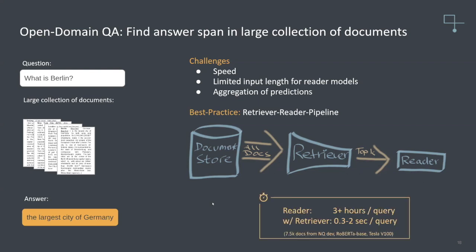And with this idea, we get a pretty good speedup. If you take a quite small data set here from Natural Questions, around 7,500 documents, without this retriever-based pipeline, it would actually take more than 3 hours per query. So completely insane, even for such a small data set. With a retriever, we get something around 0.3 to 2 seconds. And this then pretty much scales also to millions of documents, because this retriever is not very dependent on the number of documents.